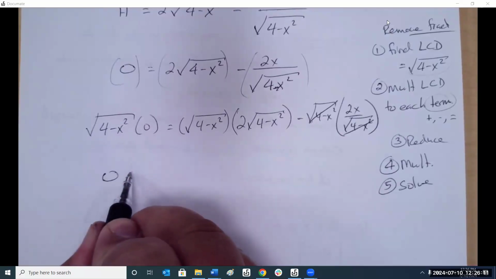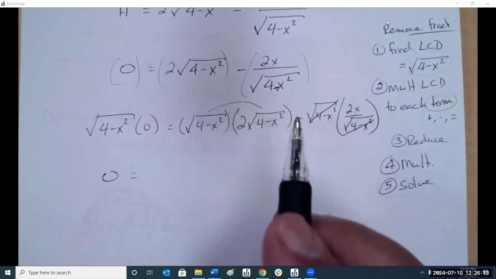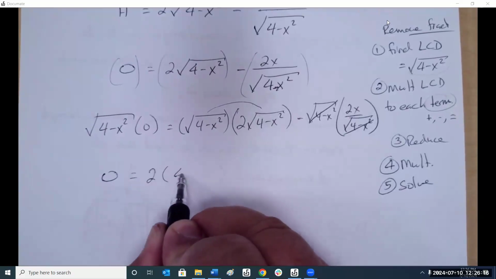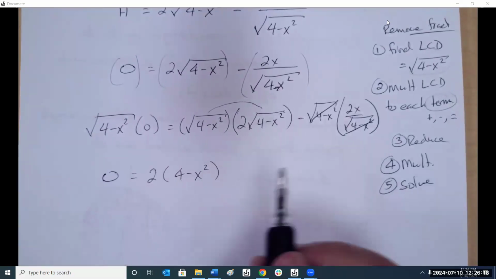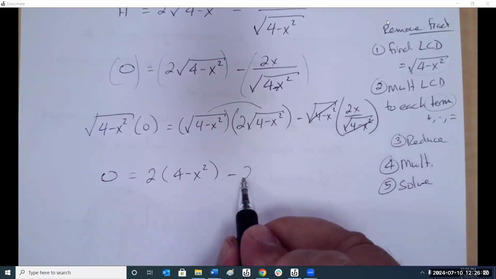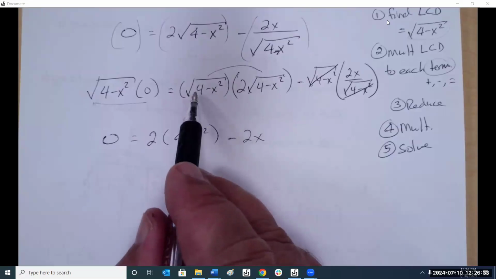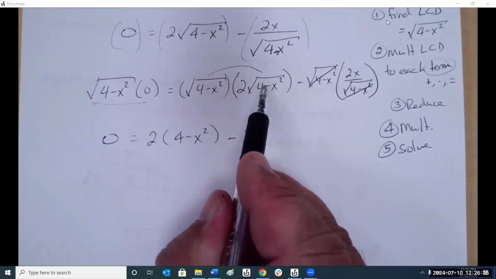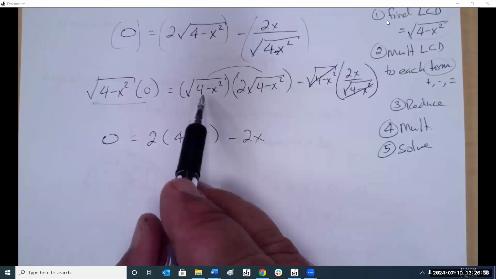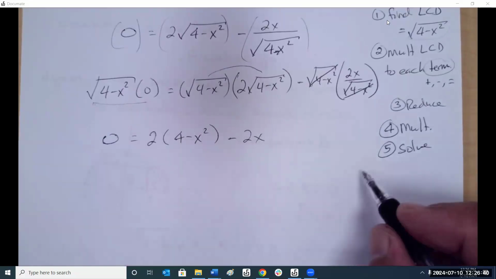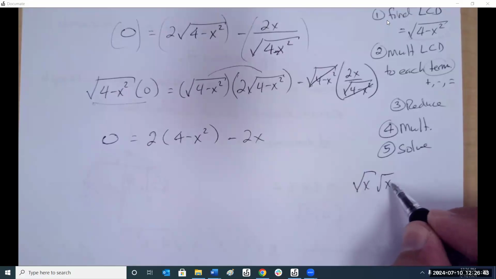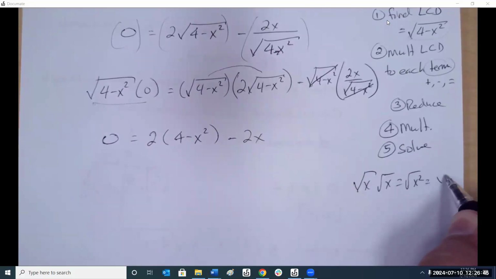0 times anything is 0. Radical 4 times radical that is 2 times 4 minus x squared. Those are gone, so we have minus 2x. Zero. Radical times radical, they cancel each other out. So you just have what's inside. Radical x times radical x is radical x squared, which is just x.